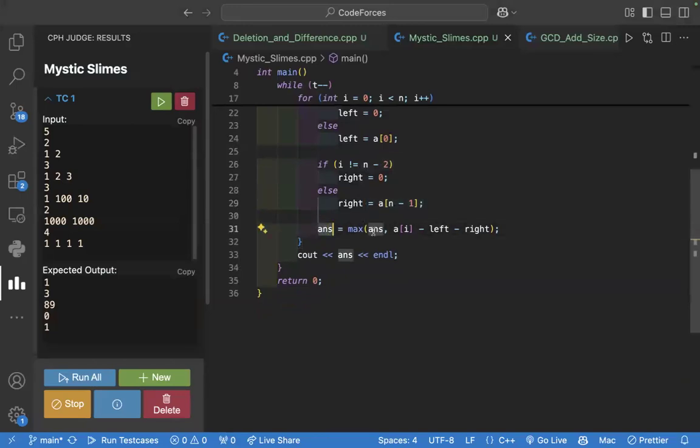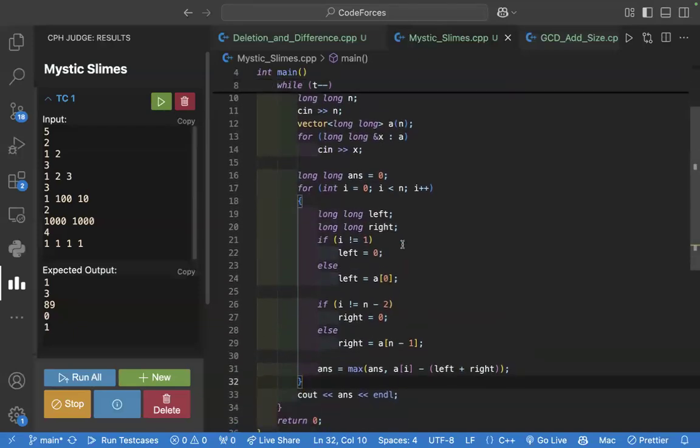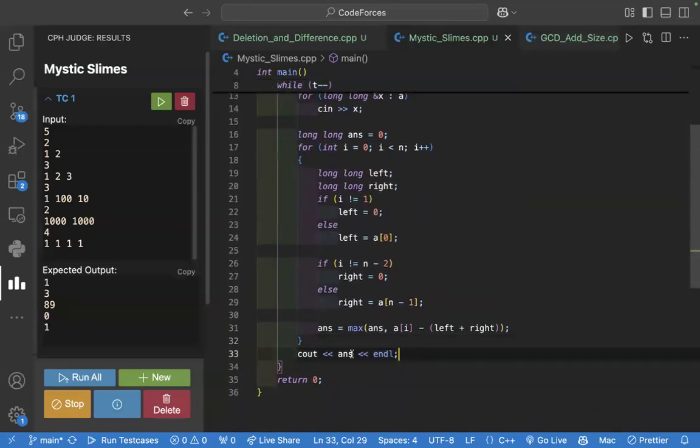And then the answer can be simply a of i minus left minus right, or basically a of i minus left plus right, overall in brackets, whatever you can write, all up to you. And that turns out to be the answer for that particular index. Now I can print this answer at the end.